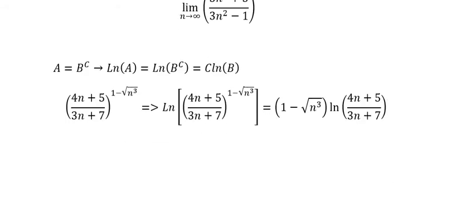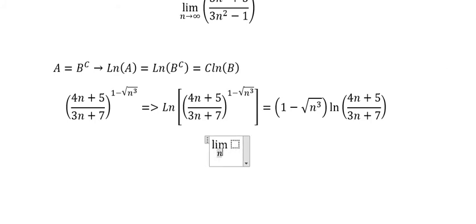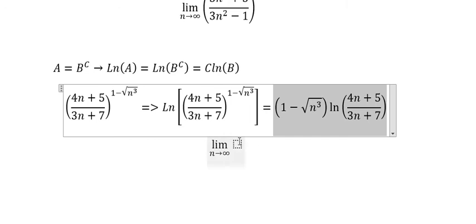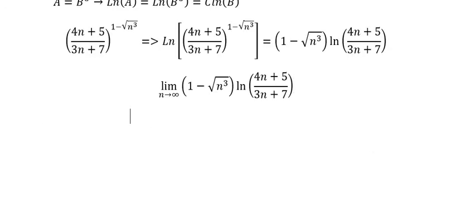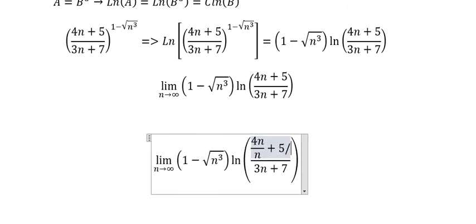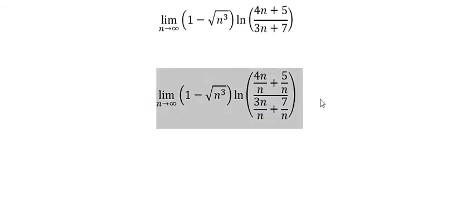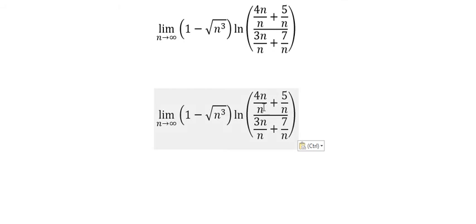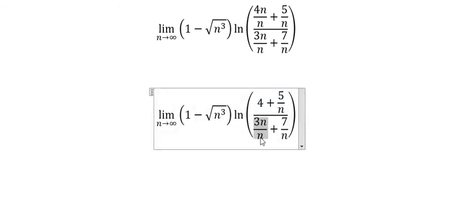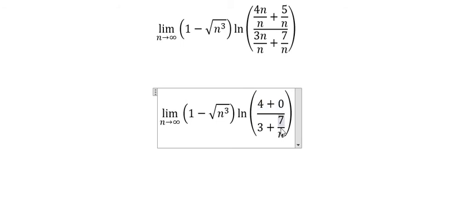Then we need to find the limit when n approaches positive infinity. Now we need to analyze. In this one, we can divide the numerator and denominator by n. So 4 divided by n, you got about 4. 3n divided by n, you got about 3. We know that the limit of this one goes to 0. This one goes to 0.